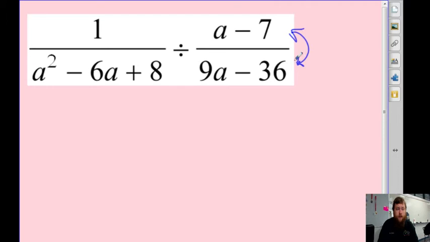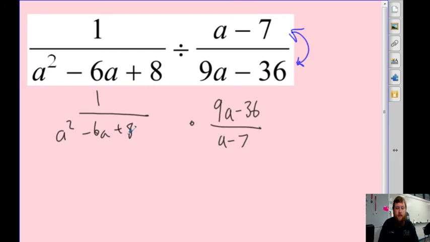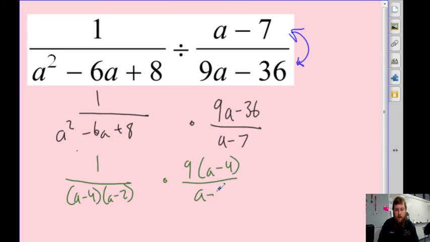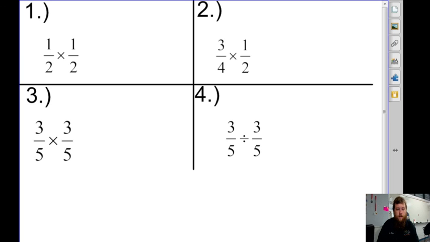In this case here, I'm going to flip first, and then we're actually going to have to factor next. So if I'm flipping this, I get 9a minus 36 over a minus 7 times 1 over a squared minus 6a plus 8. I'm going to factor the bottom of the left fraction. So it'll be 1 over, multiplies to 8, adds to negative 6, will be a minus 4 times a minus 2. On the right side, you can factor out 9 from 9a minus 36. It becomes a minus 4, and you're left with a minus 7 on the bottom. So what cancels here? Well, this a minus 4. And that's it. So I'm left with 9 over a minus 2 times a minus 7. I'm going to leave it just like that. It's good enough. All right, that's it.